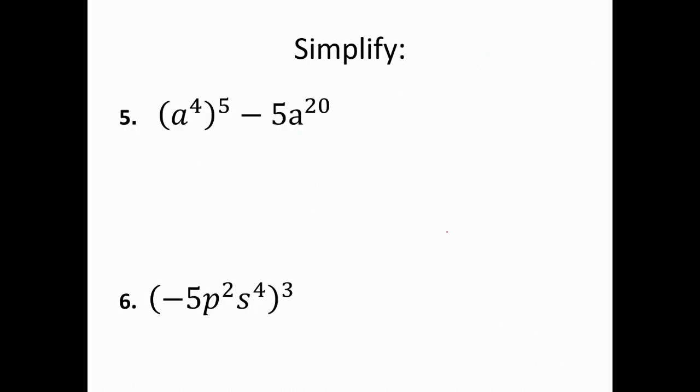Okay, moving on, we have another property. When you raise a power to another power, then we multiply those together. So this would become a to the 20th minus 5a to the 20th, and then we can simplify. 1 minus 5 is negative 4a to the 20th.